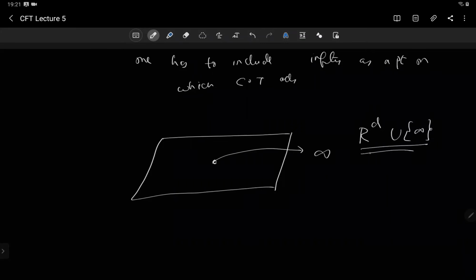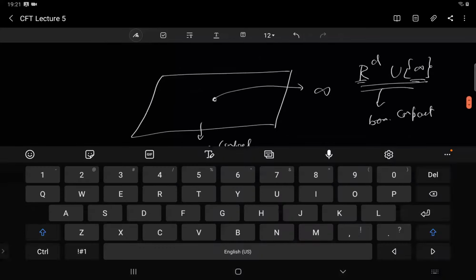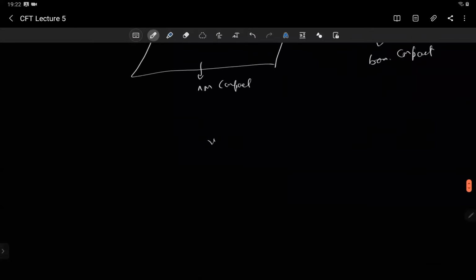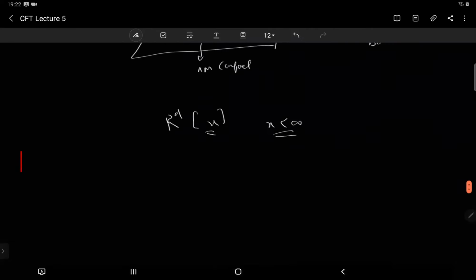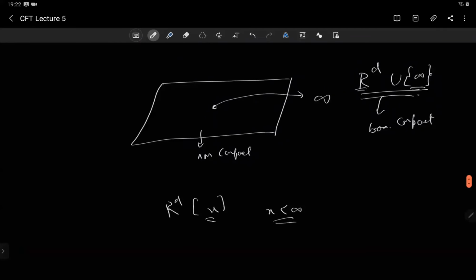But when you define your space as Rd including infinity, this space is no longer non-compact. Rd was non-compact, meaning it has no boundary, but this space has a boundary. We'll call it compact in the sense that it includes its boundary points. What I mean by compact and non-compact is whether it includes the boundary points or not. Normally when we say Rd, we just mean all points, but x has to be less than infinity, because infinity is not a point. But for the special conformal transformation, you have to include this infinity also as a point.